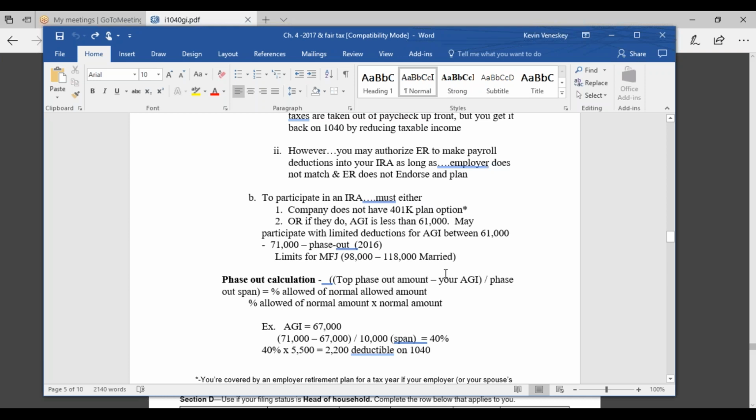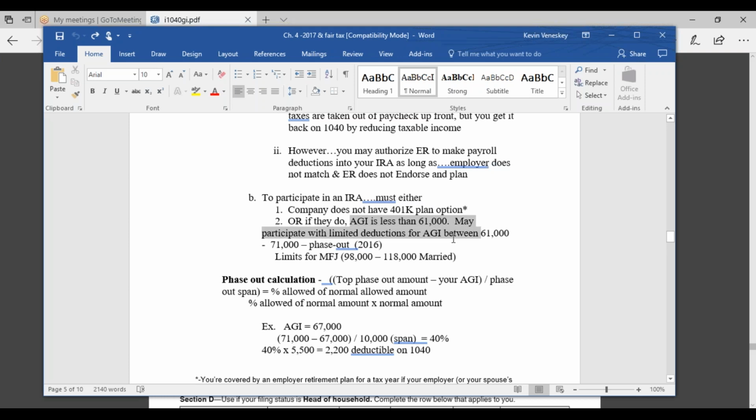That says that the company has set up something for you and you have the option of putting money into it. You just maybe have chosen not to. If that's the case, then you meet criteria 2 here, that the company has a retirement plan for you. You just haven't set it up. You can still go into the IRA if your AGI is less than 61,000.